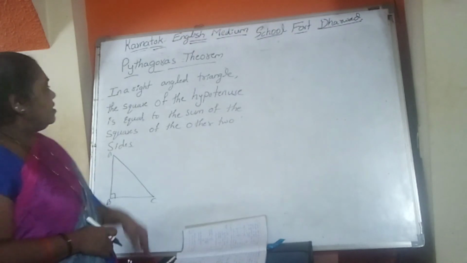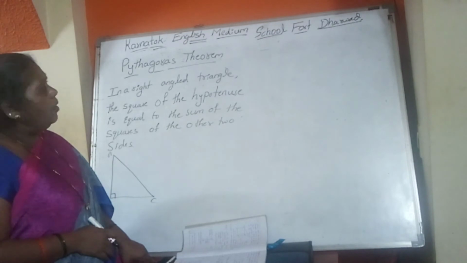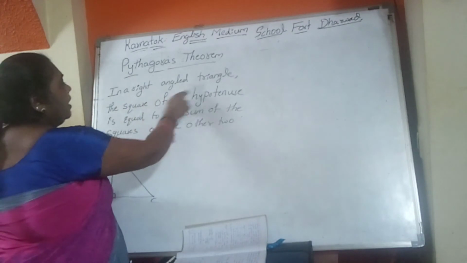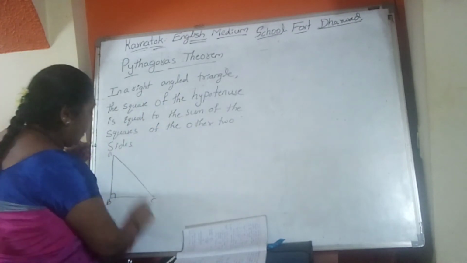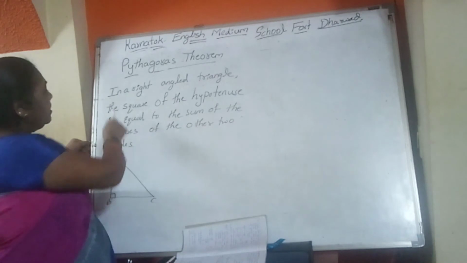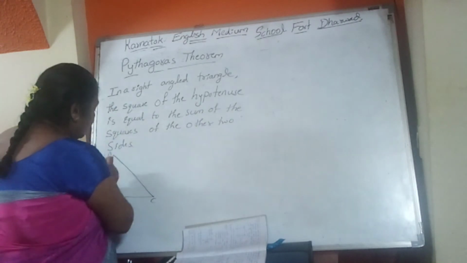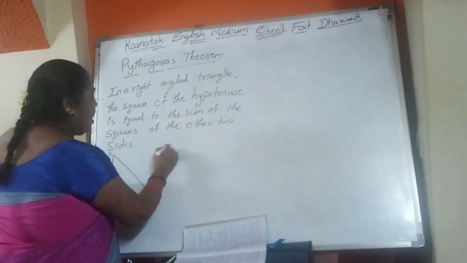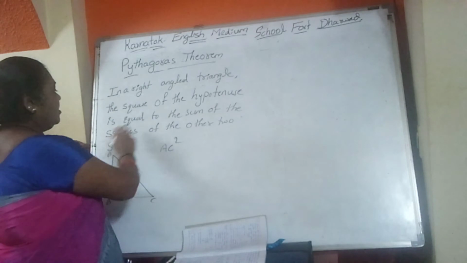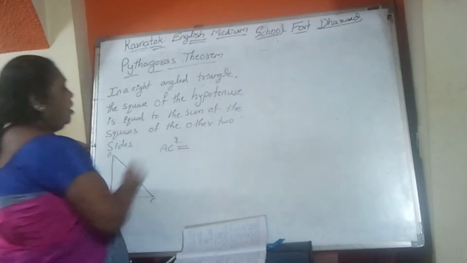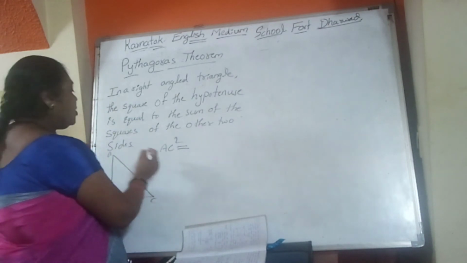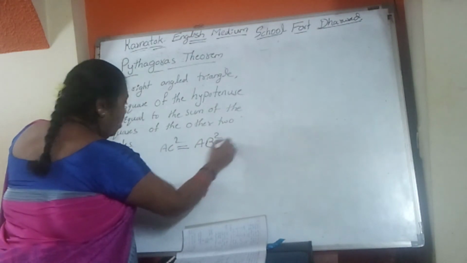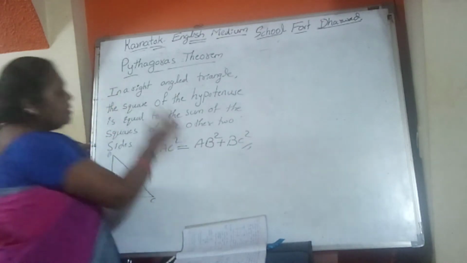Good morning, students. See here, Pythagoras theorem. What is that Pythagoras theorem? You already learned that. In a right angle triangle, the square of the hypotenuse, AC is the hypotenuse, is equal to the sum of the squares of the other two sides. This is the Pythagoras theorem.